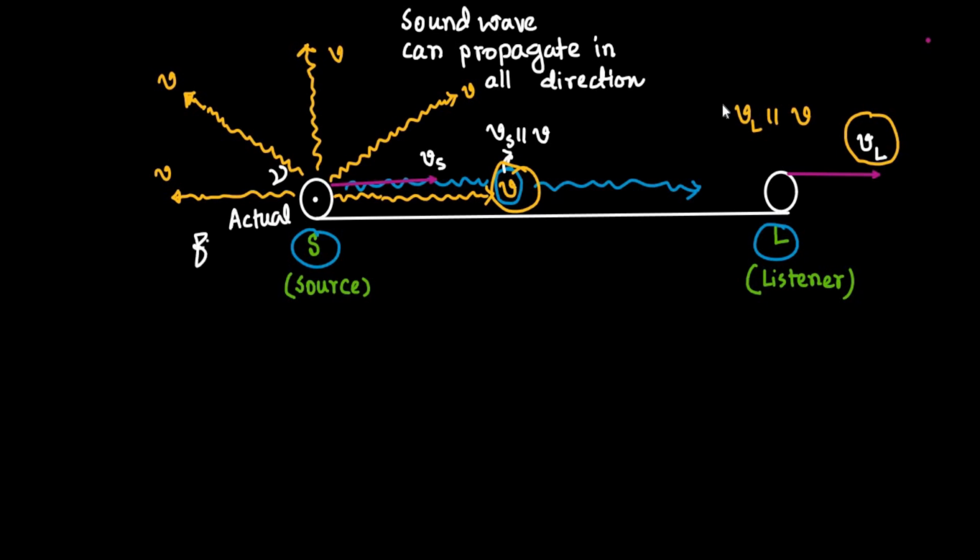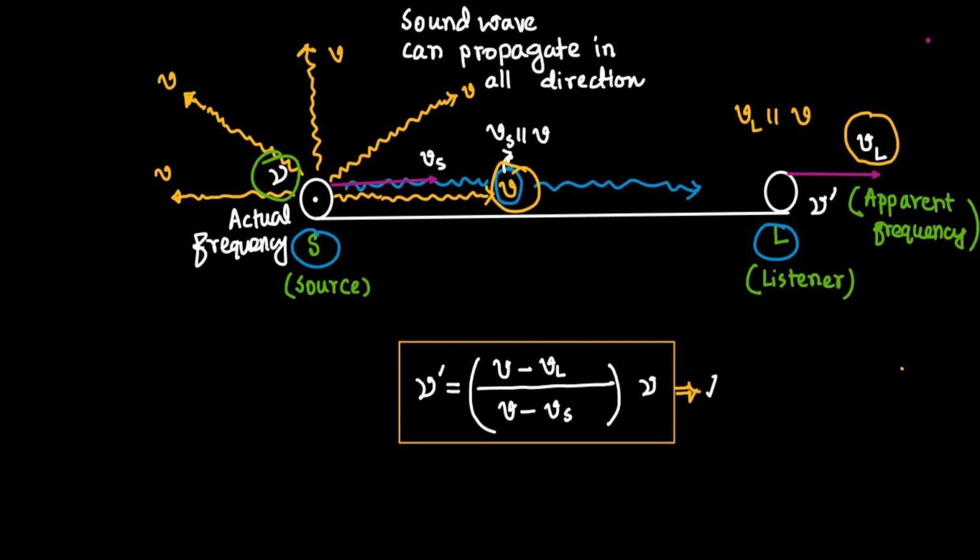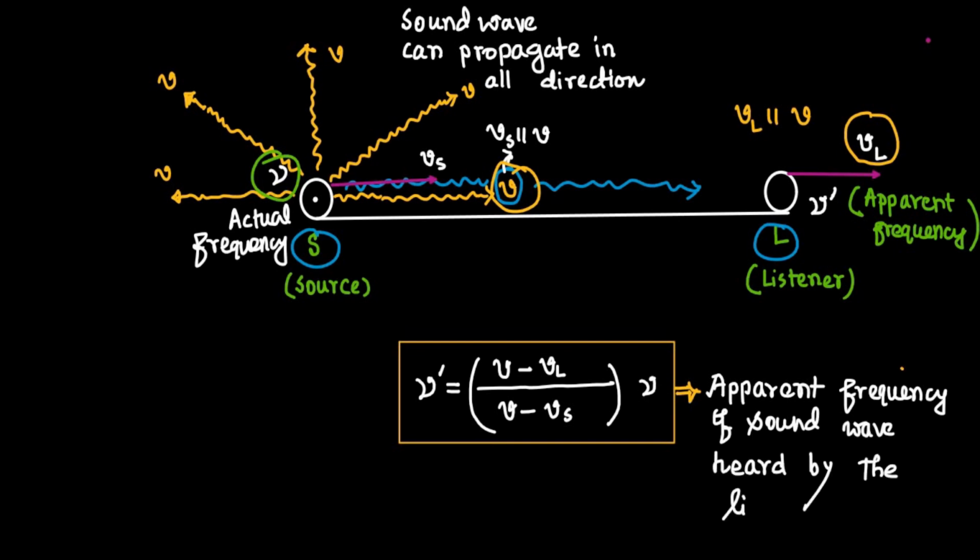Nu is the actual frequency or true frequency of sound wave produced from the source, and nu prime is the apparent frequency of sound wave heard by the listener. Therefore, nu prime equal to (v minus vL divided by v minus vS) into nu. That is the apparent frequency of sound wave heard by the listener, provided source and listener both are moving in the same direction.